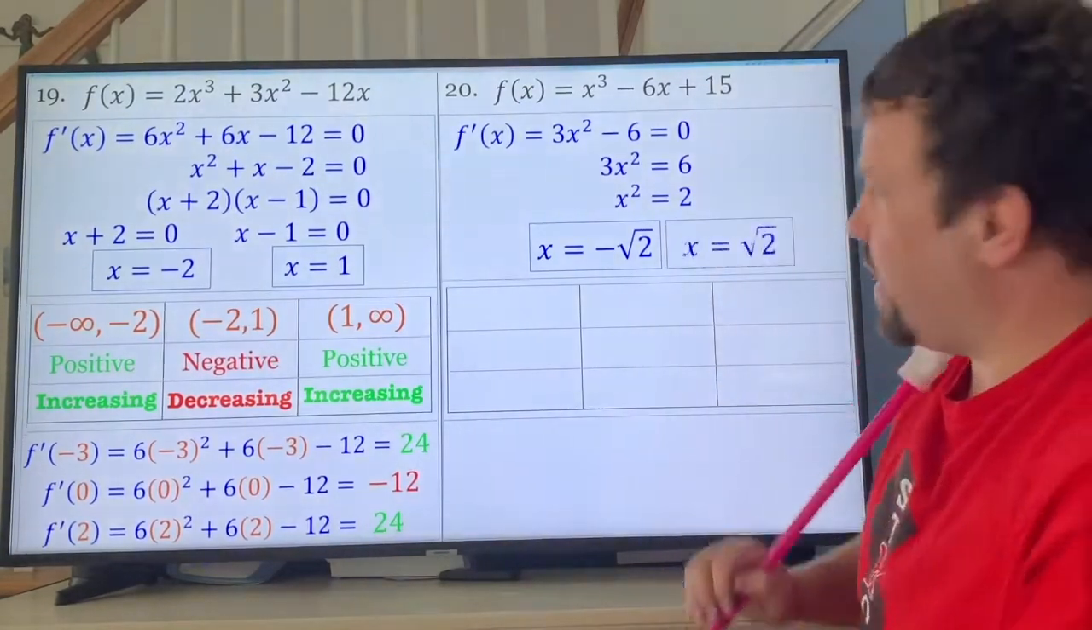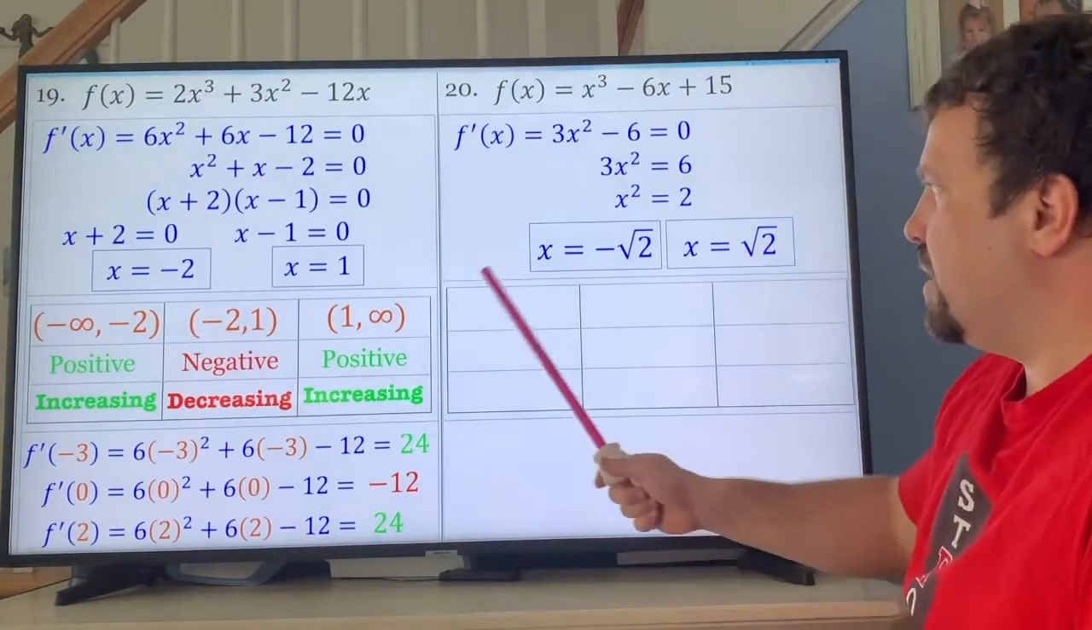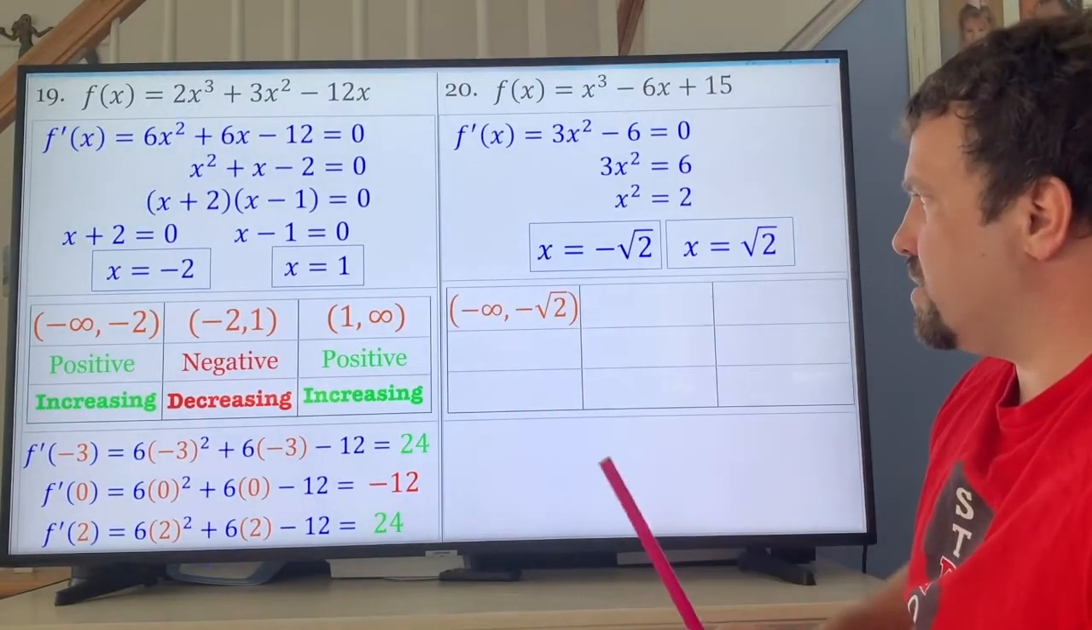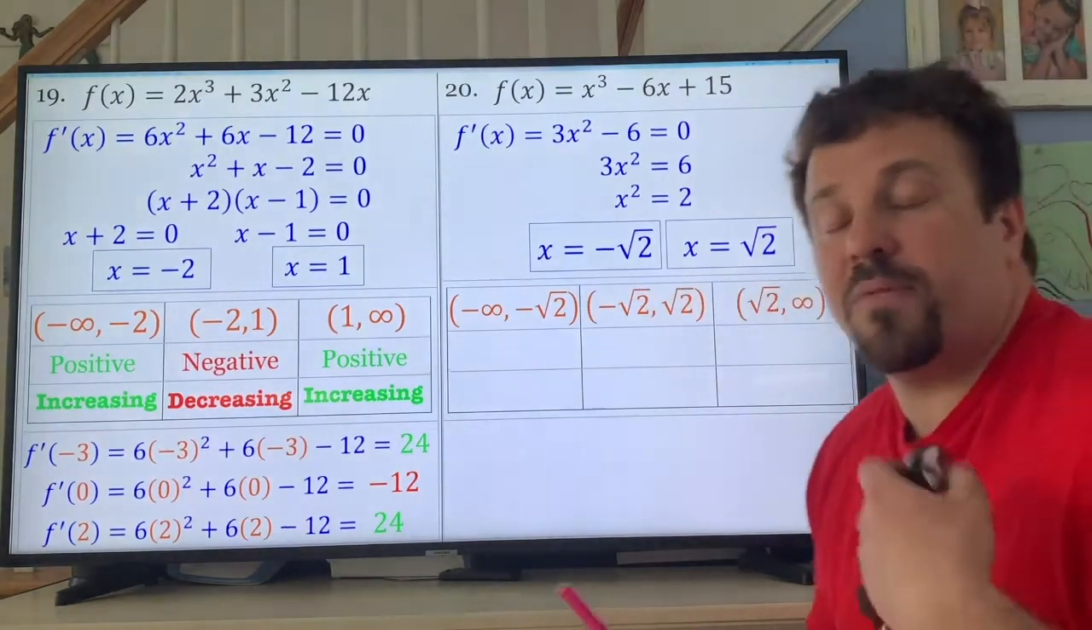And also radical 2, or a plus minus. That's also a plus minus 1.41. Negative infinity to negative radical 2. Negative radical 2 to radical 2. And radical 2 to infinity. If you prefer to use fractions, you may.